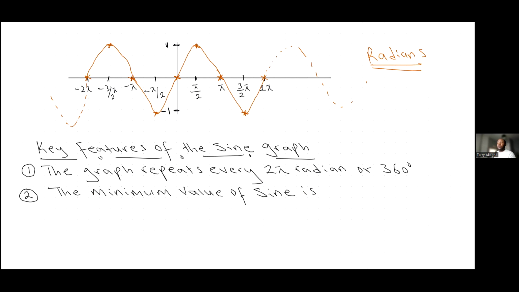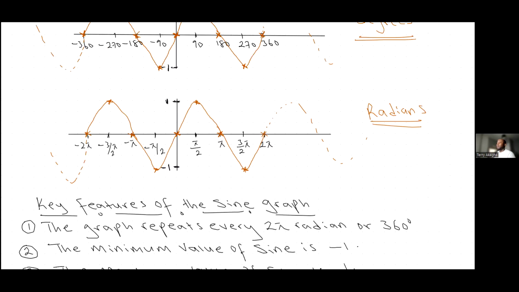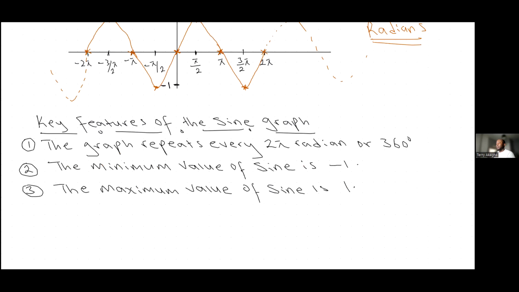Okay. And also, number three, the maximum value is 1. So the maximum value of sine is 1. You can see the minimum value we had here was -1, and the maximum value you have is what? Is 1.